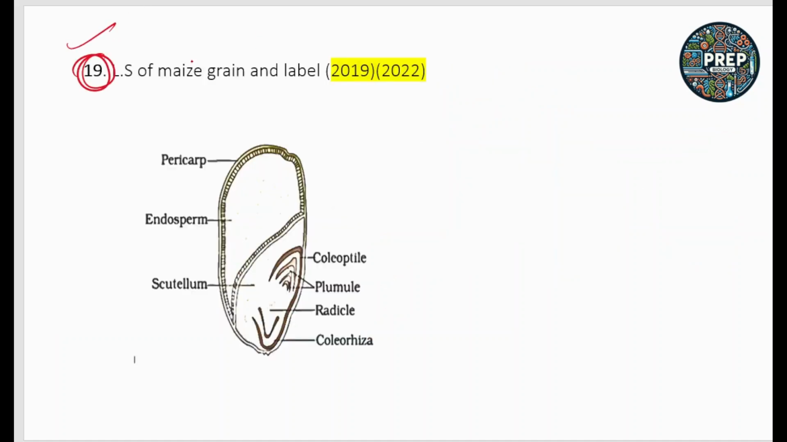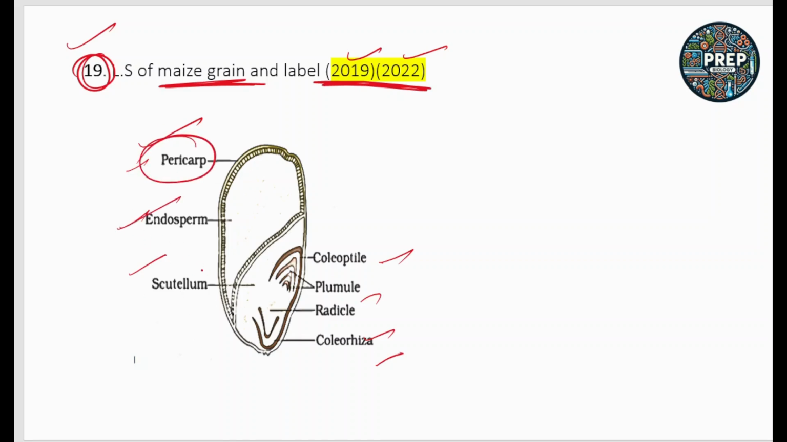The 19th question is LS of maize grain. This structure of the maize grain is important. It has been asked in 2019 to 2022. So all the parts, the structure and the labeling are very important. What is the function of the pericarp, endosperm, scutellum, coleoptile, coleorhiza? Coleoptile is the covering of the plumule and coleorhiza is the covering of the radicle.